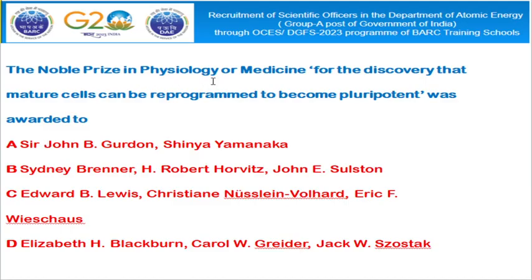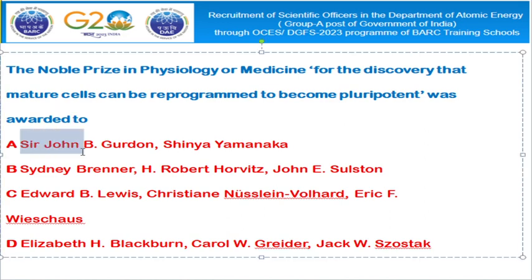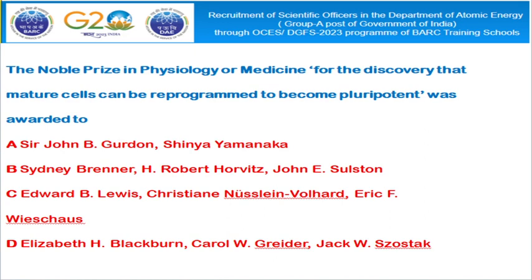Next, the Nobel Prize in Physiology or Medicine for the discovery that mature cells can be reprogrammed to become pluripotent was awarded to John Gurdon and Yamanaka. They were awarded the Nobel Prize for discovering induced pluripotent stem cells.